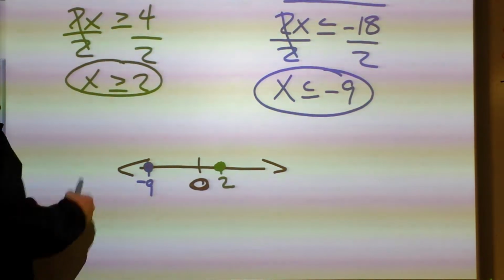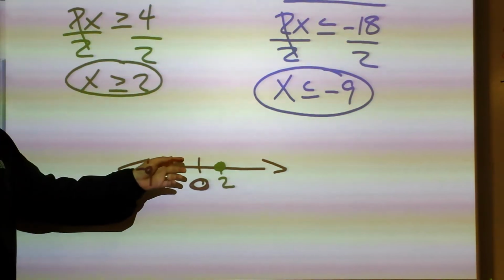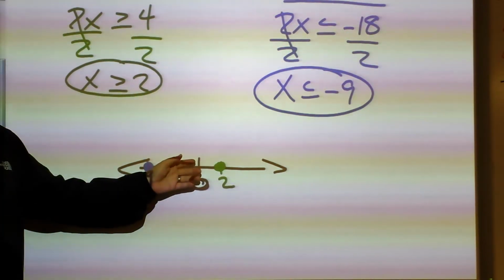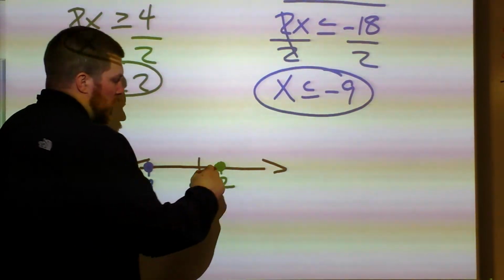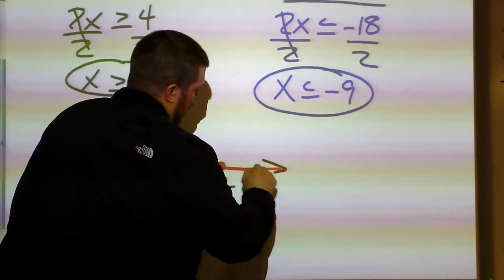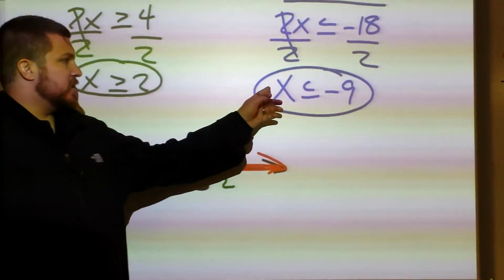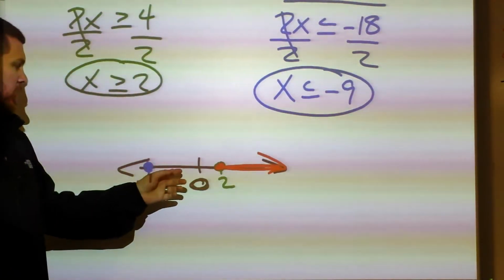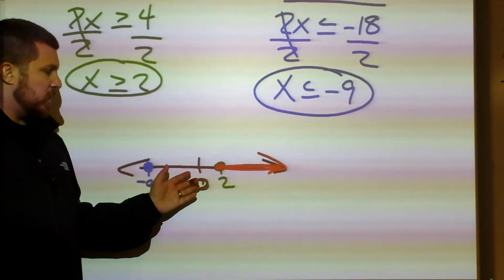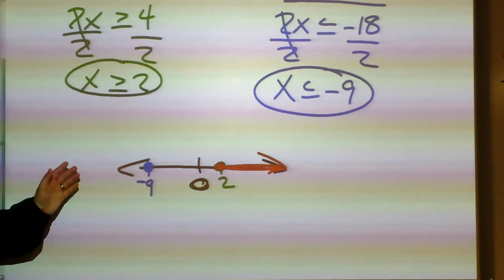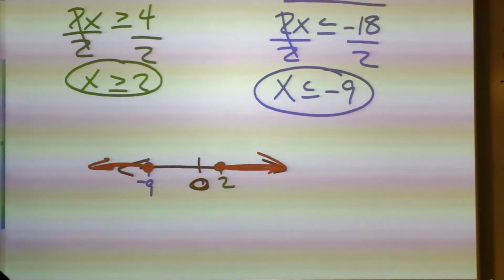So I'm looking at using 0 as my test point. 0 is not bigger than 2, so 0 is to the left of 2, and since 0 is to the left and it didn't work, that must mean that everything to the right will work. So here's that part of the answer. And then, again, I'm going to use 0. 0 is less than or equal to negative 9. Well, that doesn't make sense at all. 0 is to the right of negative 9, so it didn't work there, to the right. So what that implies is everything to the left will work. So everything to the left will work, and that's our graph.